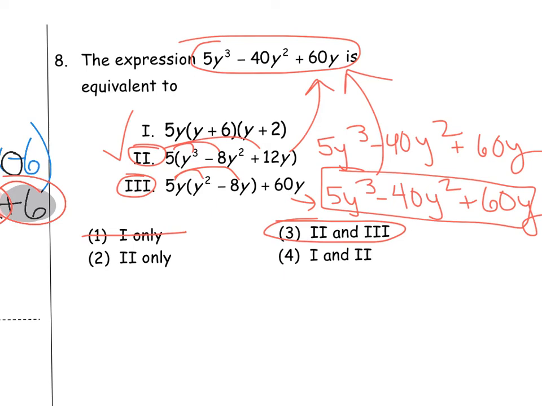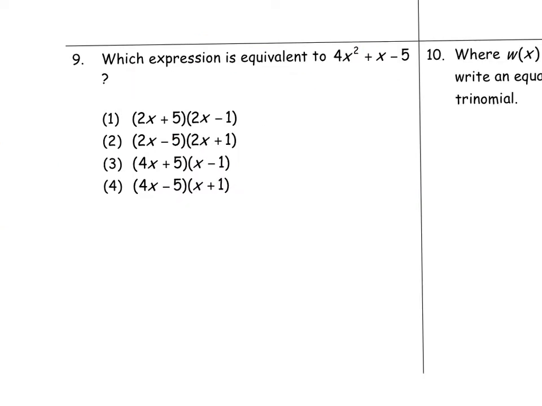Okay, let's keep going. We're on a roll. Let's go to number 9. For number 9, we have a trinomial. So again, think back to the poster from class. Am I dealing with the left-hand side of the poster or the right-hand side?